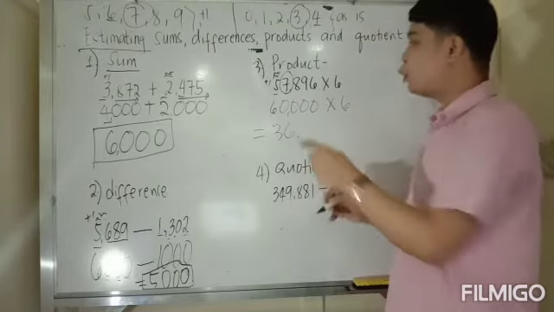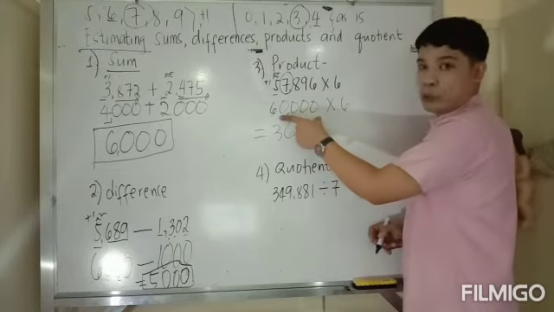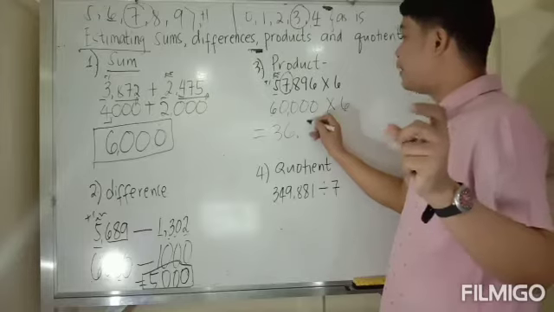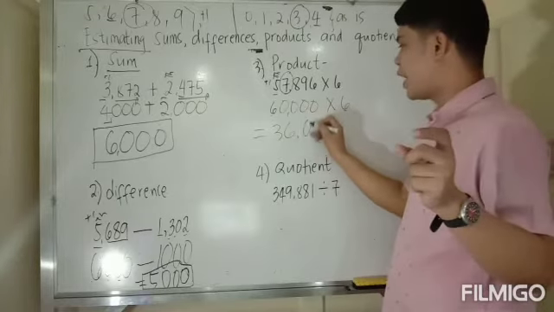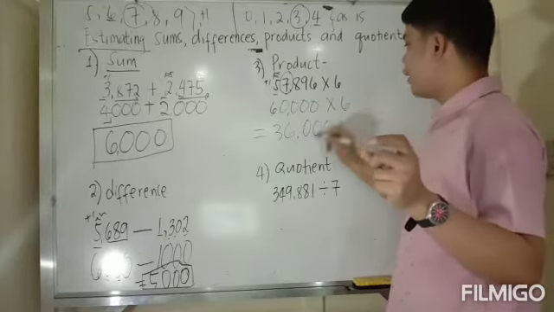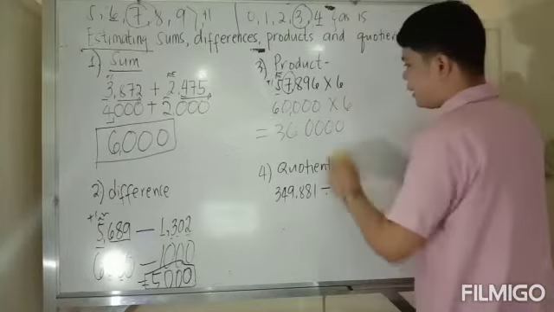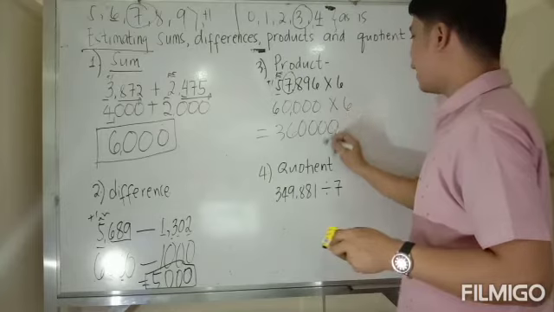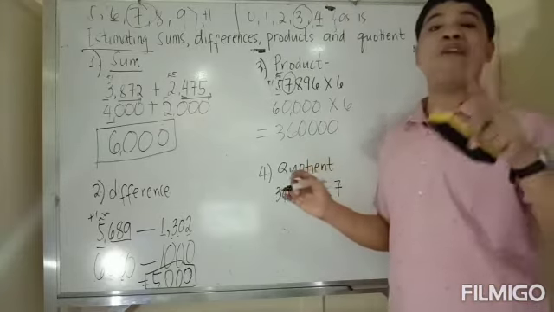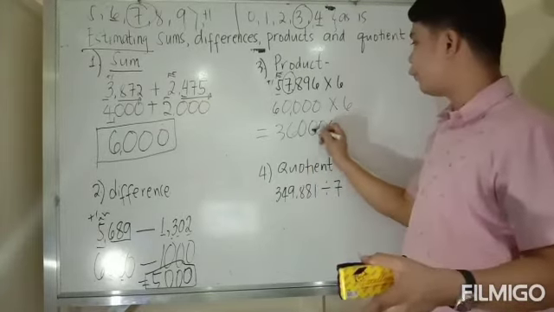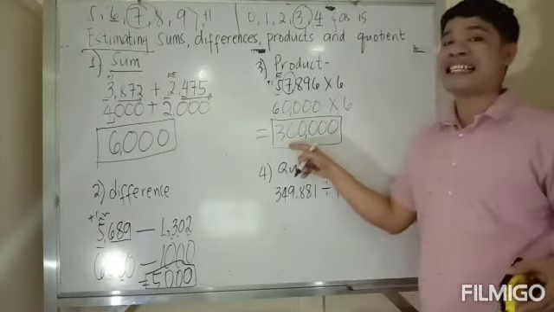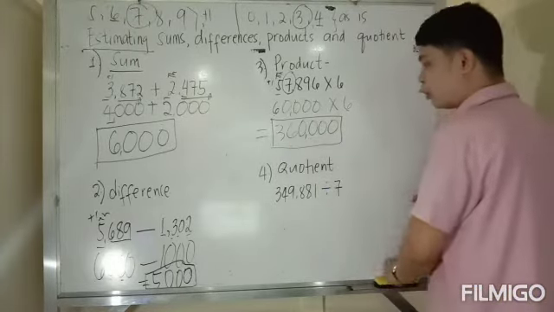So what you will do, copy all the zeros in your thousands. That is the technique, okay? So copy, there are 4 zeros there, just copy. 1, 2, 3, 4. So you have here 1, 2, 3, 4. So put a comma after every 3 digits. So 1, 2, 3, comma. So the answer is 360,000.